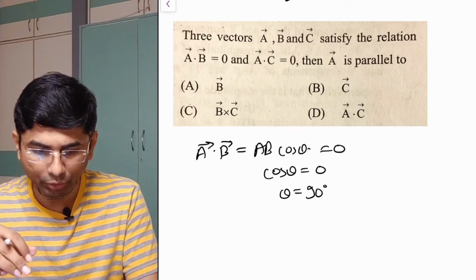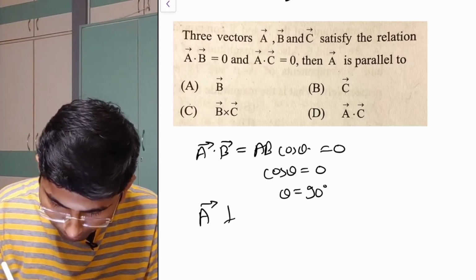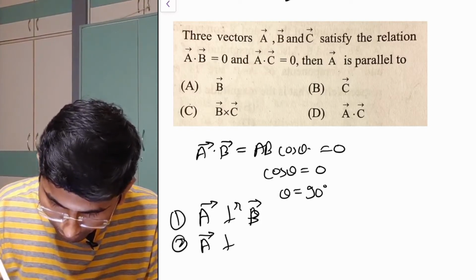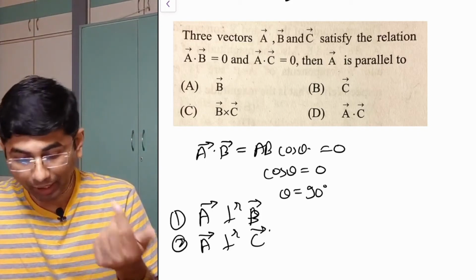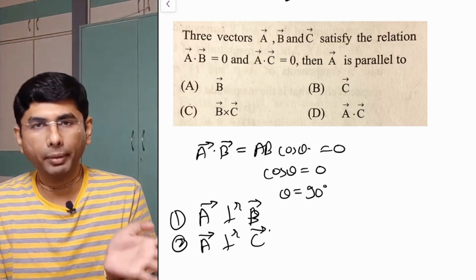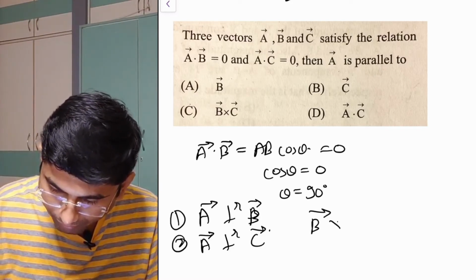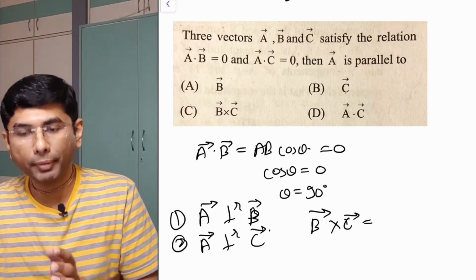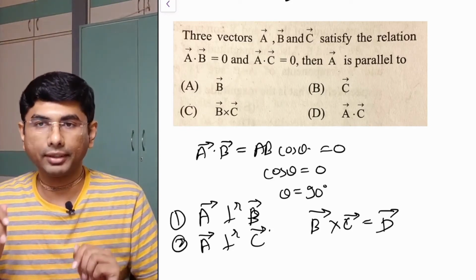Now here, as soon as we know that, the understanding is: first case, A vector is perpendicular to B vector. Second case, A vector is perpendicular to C vector. Now we need to find out A vector is parallel to whom. If we just have these two vectors, maybe in different planes, we compare the case B vector cross C vector. Now B vector cross C vector will be a vector, maybe a D vector. Now this D vector will be perpendicular to both these vectors.